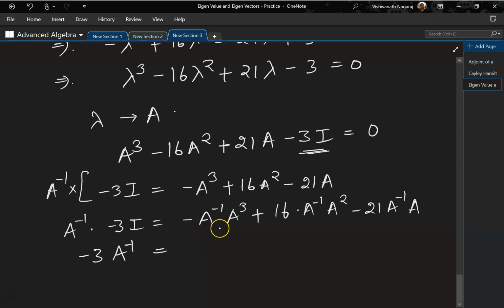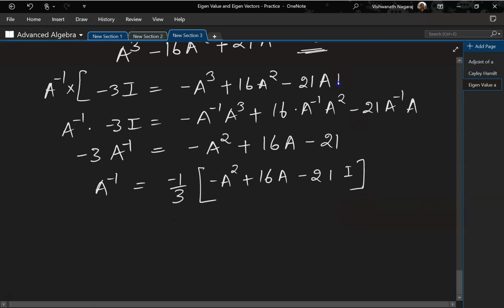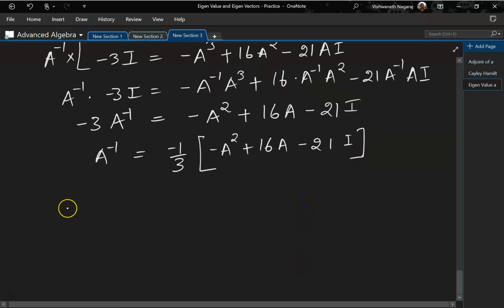Here, this becomes A square, this becomes 16A and this becomes minus 21. Now we can take this minus on the other side. So we are left with A inverse is equal to minus 1 by 3 times A square minus 16A plus 21I. Now we have to evaluate A square.